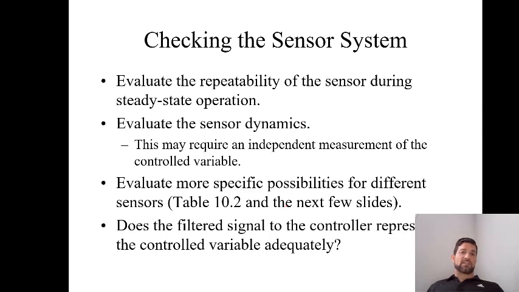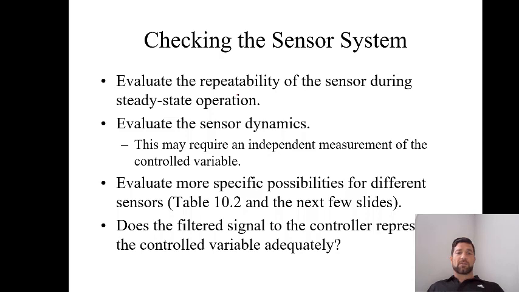All right, next we can check the sensor system. The sensor is what's making the measurement. Sensors can be problematic. They have noise, which has to be filtered. You could have too much filtering. The sensor could be out of calibration. The lines to the sensor could be clogged. There's a variety of things that can happen with respect to the sensor.